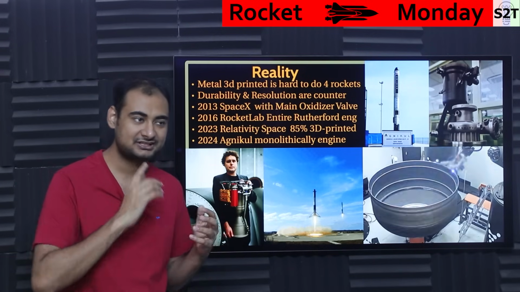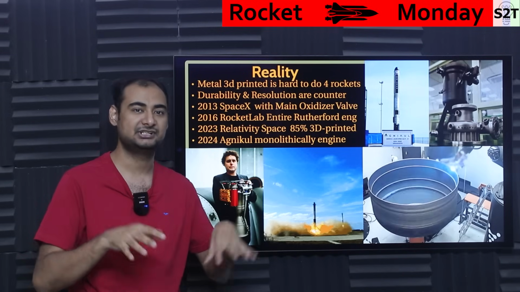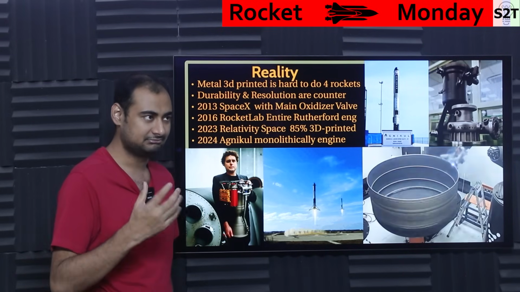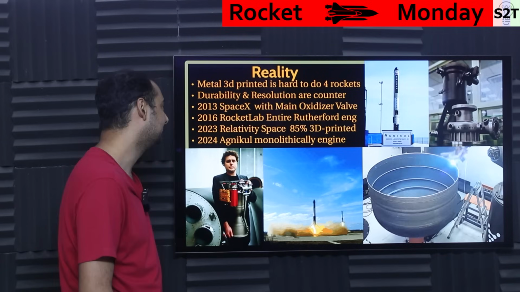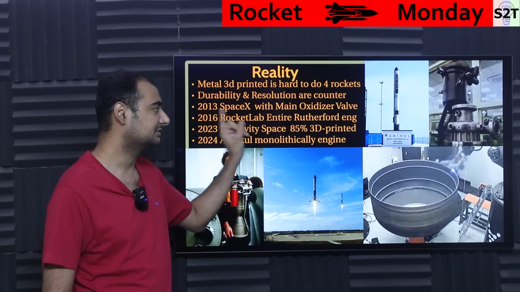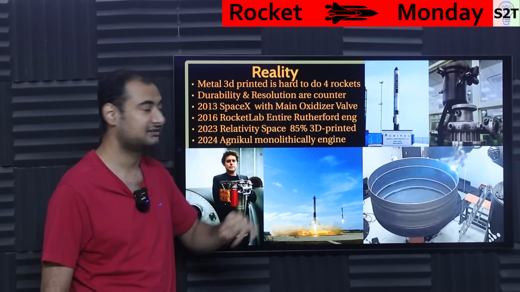Fundamentally, we have not figured out a technology where all of the things can be done without any penalty. It's early stage. It's a barely 10 years old technology, so it needs some more time to cook. So the first big boy jump was 2013. SpaceX started to 3D print the main oxidizer valve.